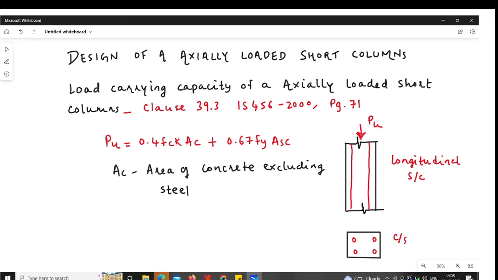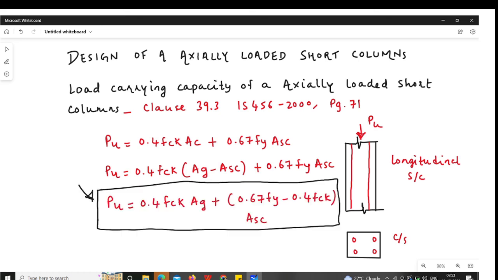Okay, now we can modify this formula based on our criteria. You see, AC is area of concrete excluding steel, and AG we can take as total area, which is including concrete and steel. AC equal to AG minus ASC. We can substitute the value of AC in terms of AG and ASC, and we can modify this formula. Now you see, this formula gives the load carrying capacity of axially loaded short column. It can be used for analysis and also for the design.